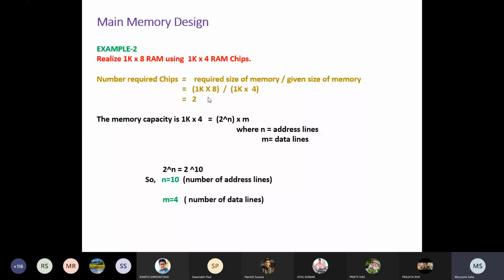Now here the memory chip is 1k by 4. So 2 to the power n by m: 1k means 2 to the power 10, so you have 10 address lines. And if you consider 4 data bits, then m equals 4. So 1k by 4, and you have to design 1k by 8, so you need 2 memory chips.